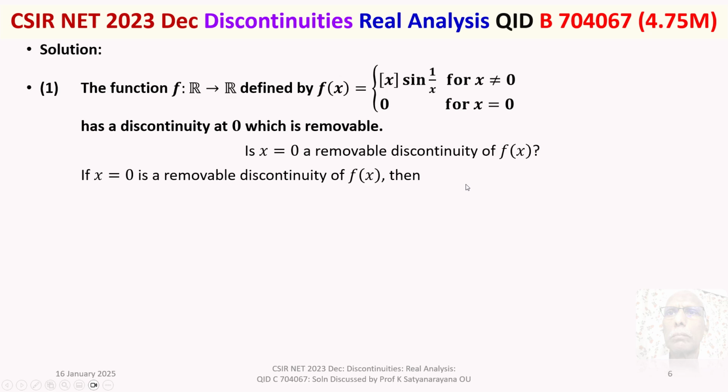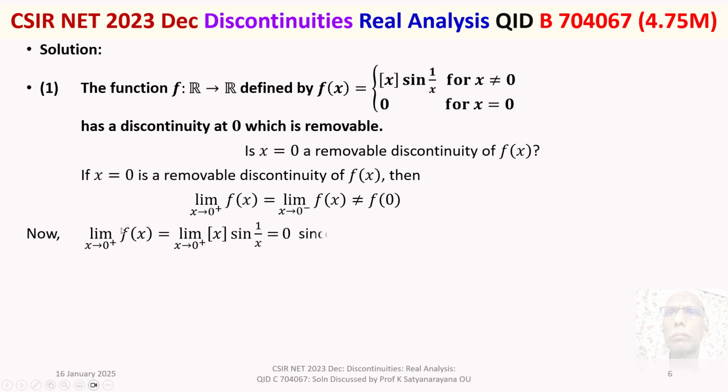If x is equal to 0 is a removable discontinuity of f of x, then both the left limit and right limit about x is equal to 0 of the function f of x exist and they are equal but not equal to the value of the function f at 0, then x is equal to 0 is a removable discontinuity. That is, limit x tends to 0 plus f of x, RHL, is equal to limit x tends to 0 minus of f of x, LHL, right? And that's not equal to f of 0. So both of them exist, they are equal but not equal to f of 0. Then x is equal to 0 is a removable discontinuity.